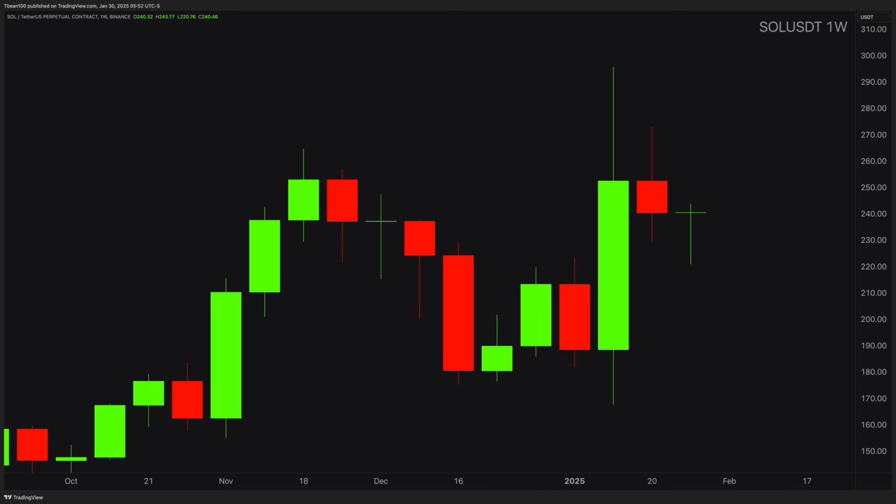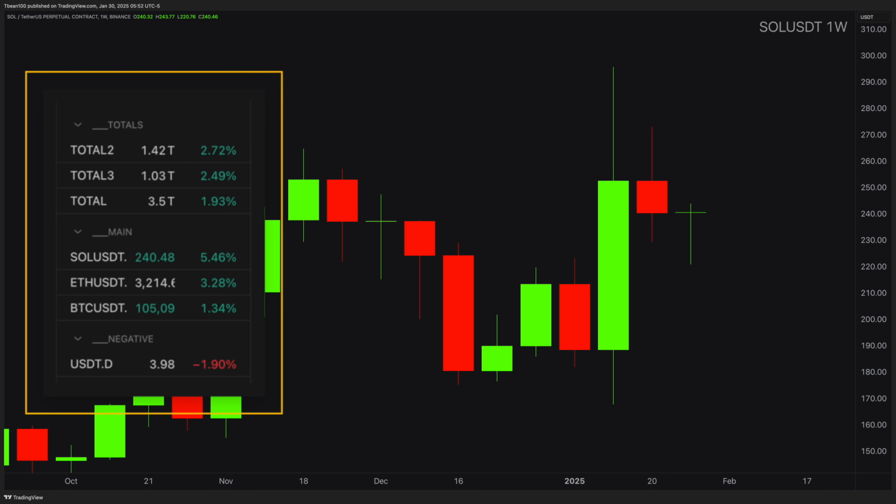Okay, let's do a full top-down analysis on our great coin Solana. But before that, let's check this out. How are the markets today? As you can see, totals are quite strong. And the major coins are boosting and pushing their limits. Lastly, the USDT dominance is weak. What does it all tell me? This is a strong day, and it is best to look for long trades rather than short trades.